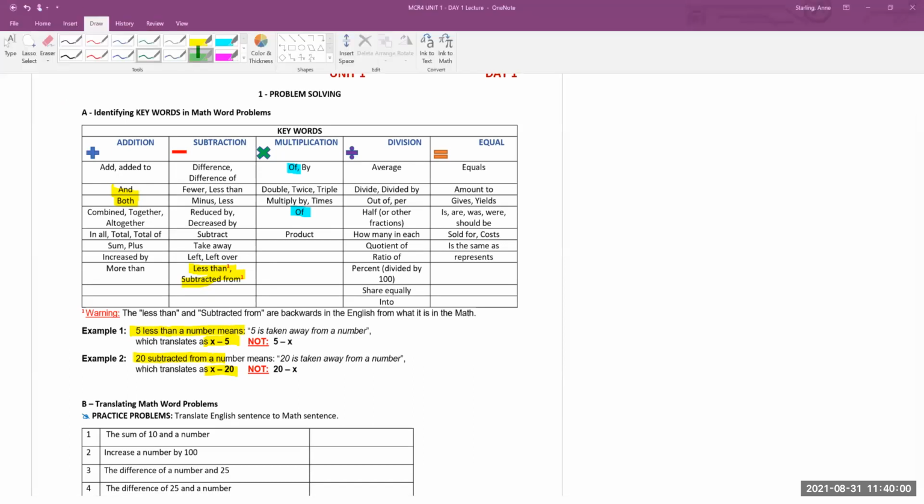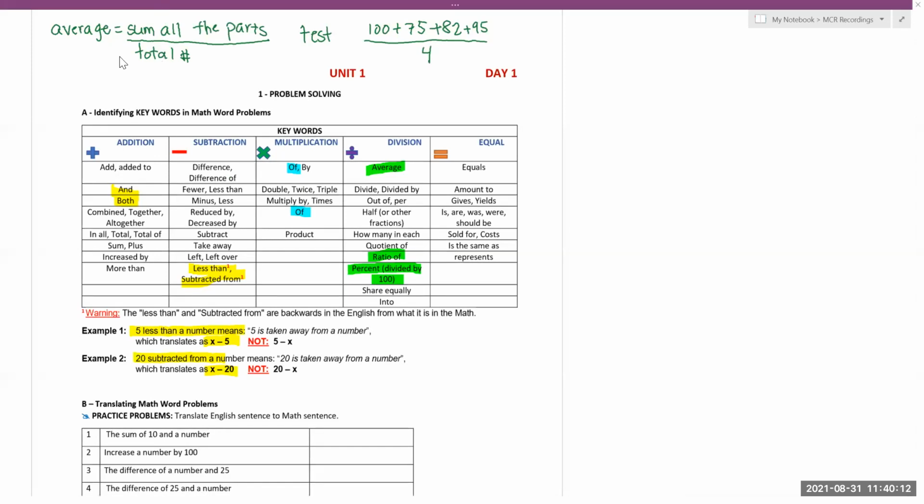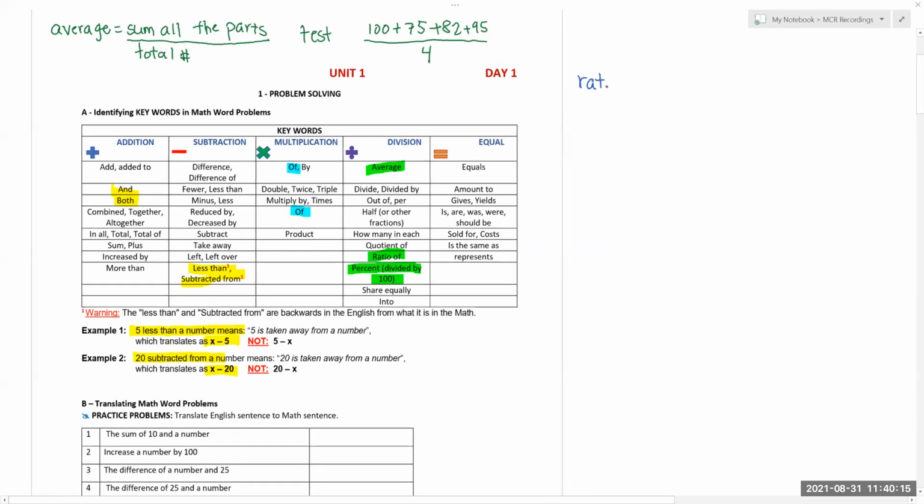Other terms for division, if you see the word divide, if you see quotient, ratio, or percent, that also means divide by 100. So ratio, if it's the ratio of 2 to 3, that can be written as 2 divided by 3. If it's a percent, like 68%, that really means 68 out of 100, or 0.68. So percent, fraction, or decimal notation. And then you have quotient, shares, etc.